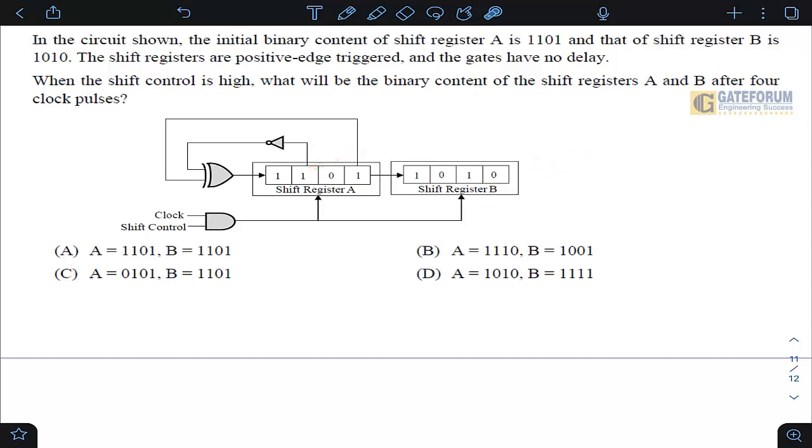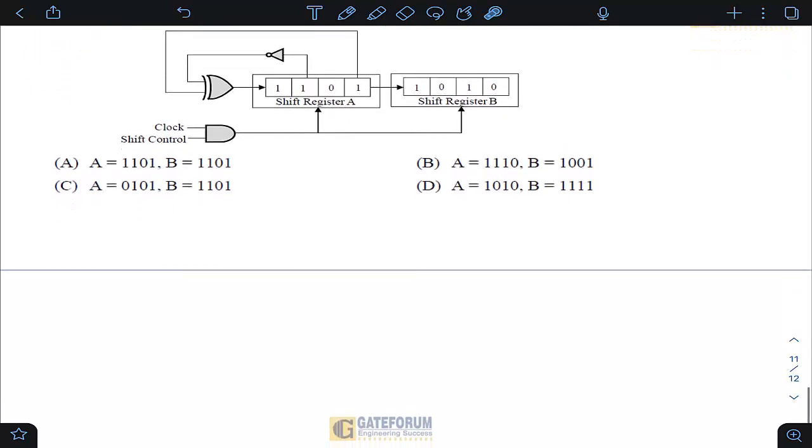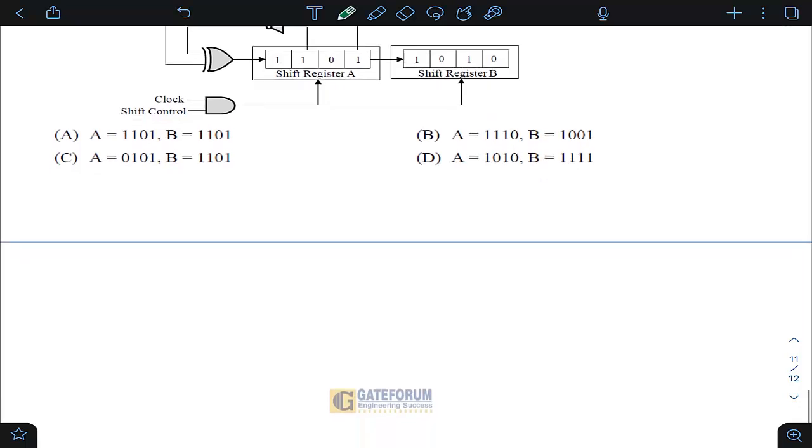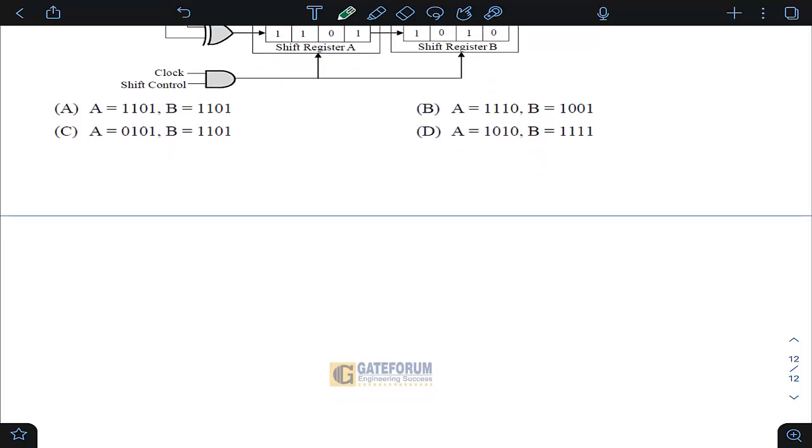So we are supposed to find the content of this register A and B after 4 clock pulses, right? So this is, students, the usual shift register problem that we get, but one additional register is attached here. So anyway, no problem. We'll proceed with this in the usual normal method. So let me make a table here, like how we find the counting pattern of a register, right?